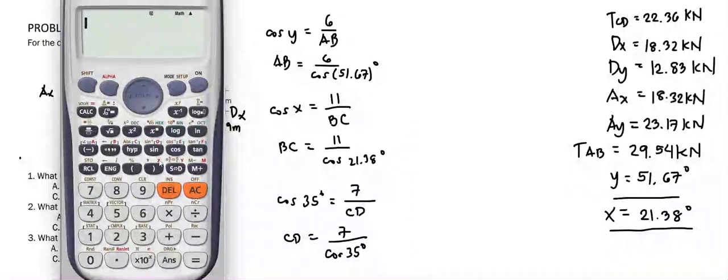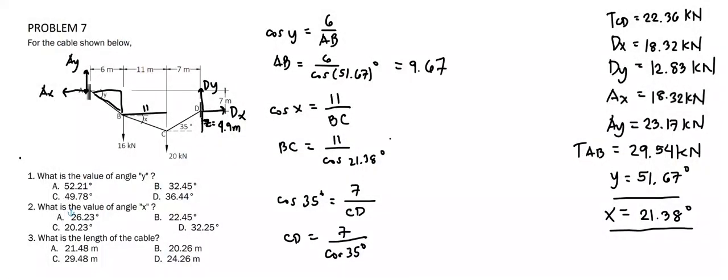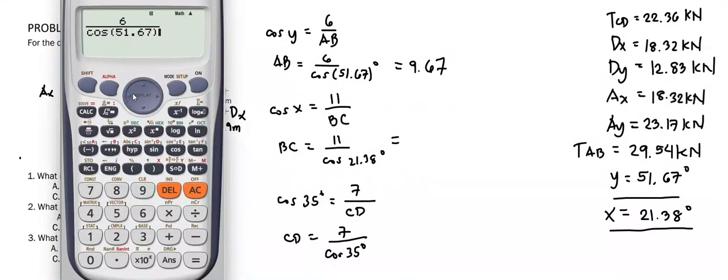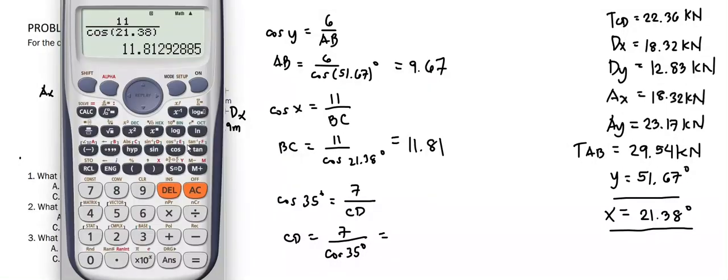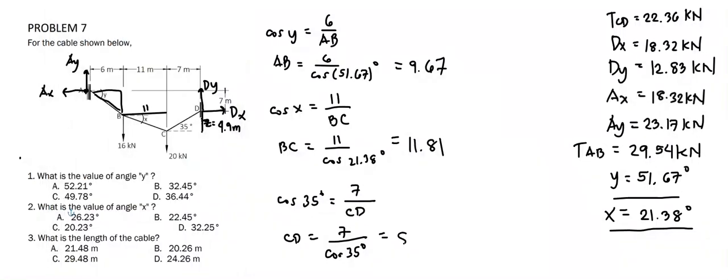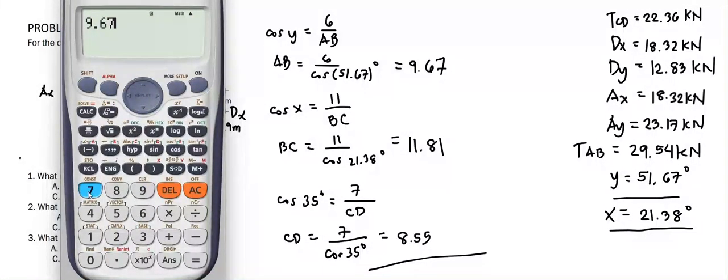Now let's solve for the values of these lengths. For AB, that is 6 divided by cos 51.67 degrees. That is 9.67. And for BC, that is 11 divided by cosine of 21.38, which is equal to 11.81. And for CD, this is equal to 7 divided by cosine of 35 degrees, which is equal to 8.55. Therefore, the overall length of the cable is just the sum of AB, BC, and CD. This is equal to 30.03 meters.